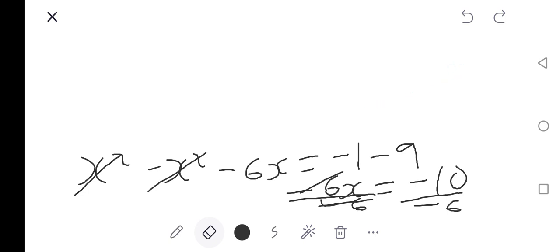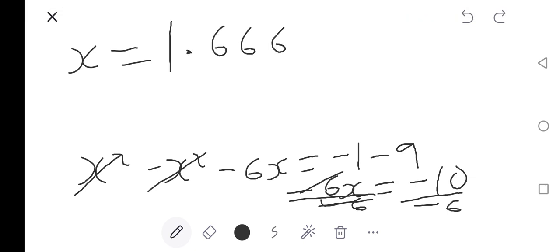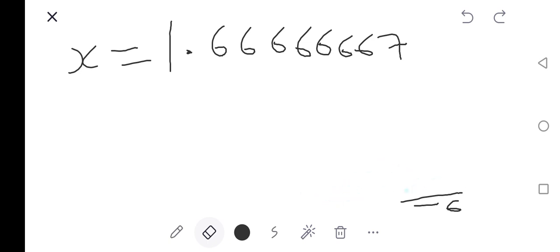So we are saying x equals, so here negative 10 divided by negative 6, what do you get? You get 1 point as many 6s as they are there, with a calculator. We are using a Zambian syllabus for this video. The Zambian syllabus says when you've got too many digits, you round off to 3 significant figures. That means you just count 3 numbers, 1, 2, 3.